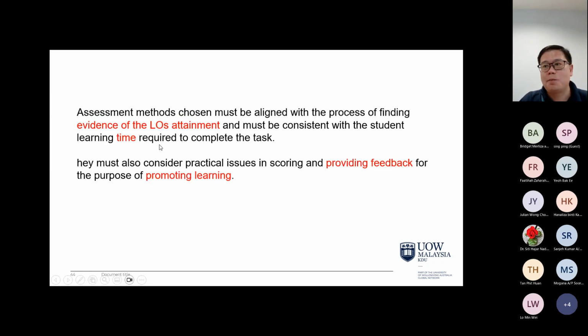Okay. Assessment methods chosen must be aligned with the process of finding evidence of the LO attainment. So when you choose your assessment method, basically what you are doing is choosing the right tool to evaluate that particular learning outcome. You're choosing the right tool to evaluate the correct learning outcome.